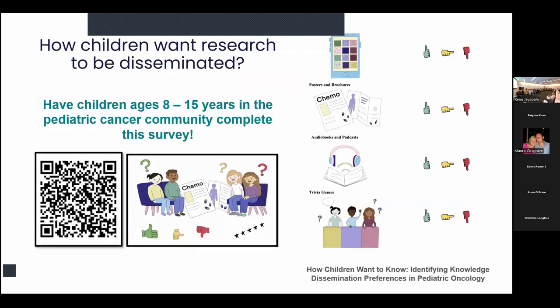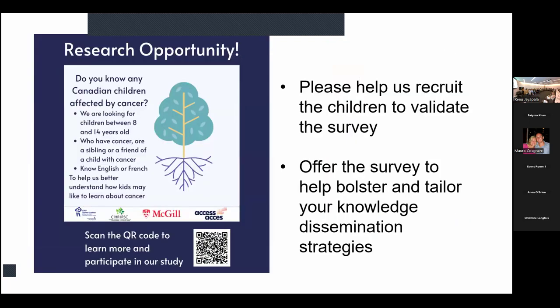And this is where we really need your help. We had a very difficult time recruiting children affected by cancer. And this is any child with cancer, their siblings, their peers, their friends, their hockey players, the children. We really want to know how they want research to be disseminated to them so we can validate the tool. And then once that tool is validated, we give it back to you so you can consider putting it into your study to tailor your dissemination strategy if you opt to communicate and share with the children.